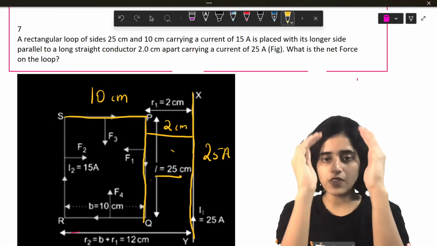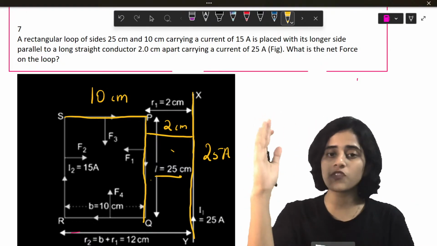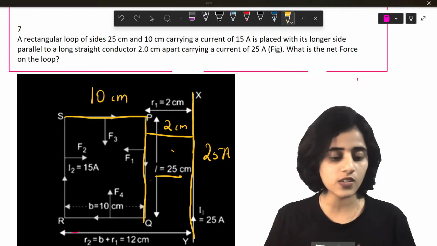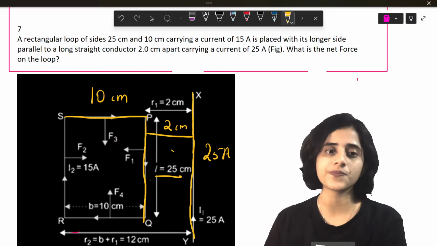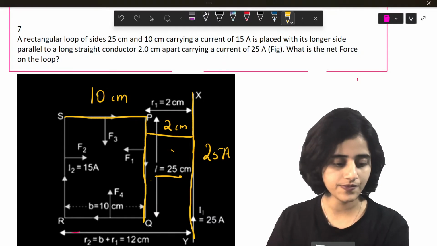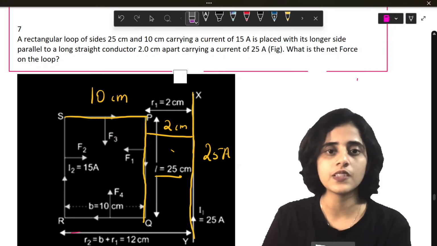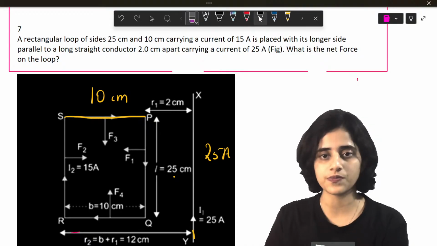So you have a loop with current, and you have another conductor next to the loop. Because of this conductor, the loop will experience a force. The question is, what is the force on the loop? Is the question clear? Okay, let's move on. Let's solve it.